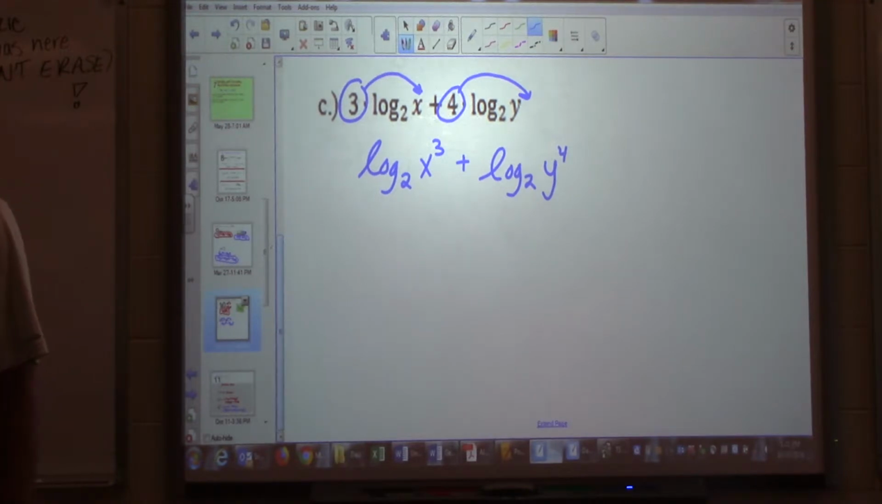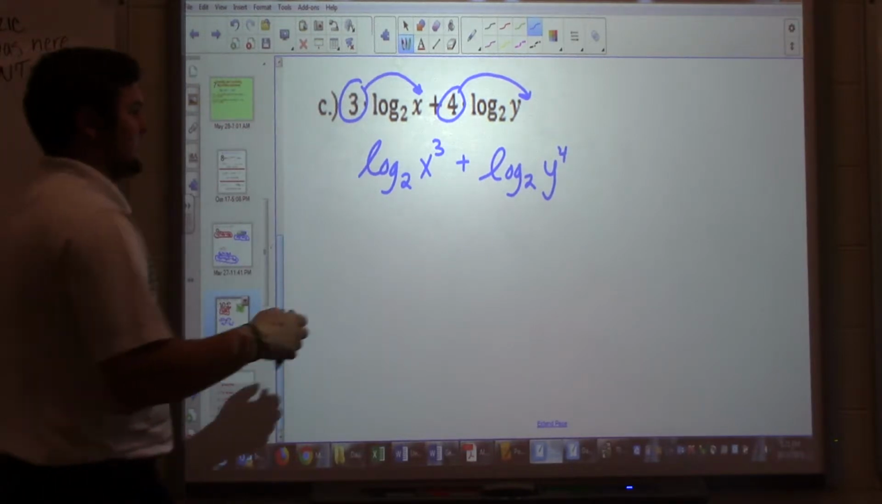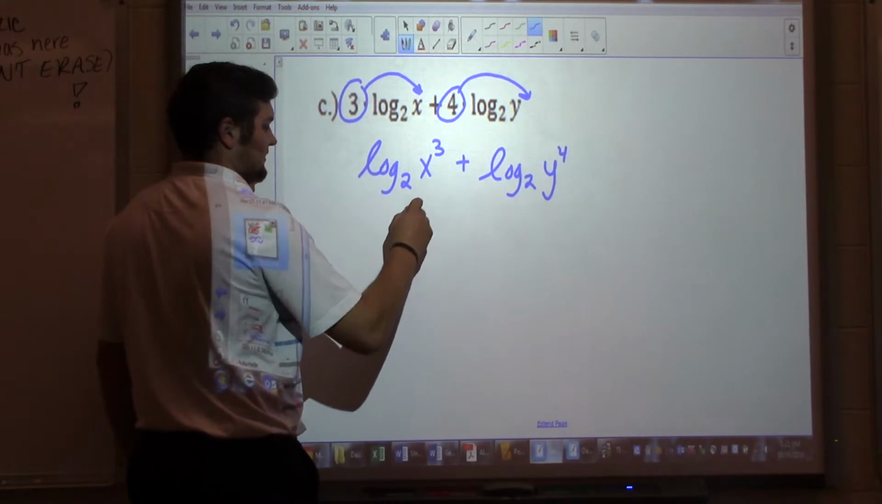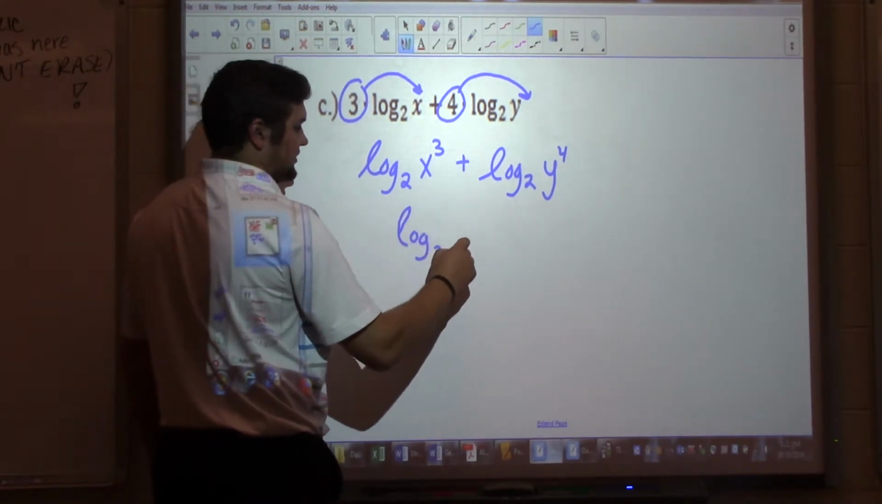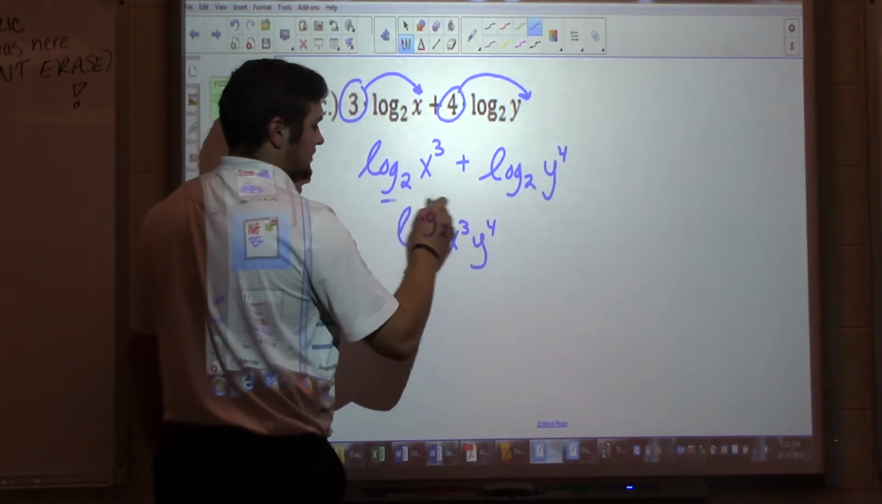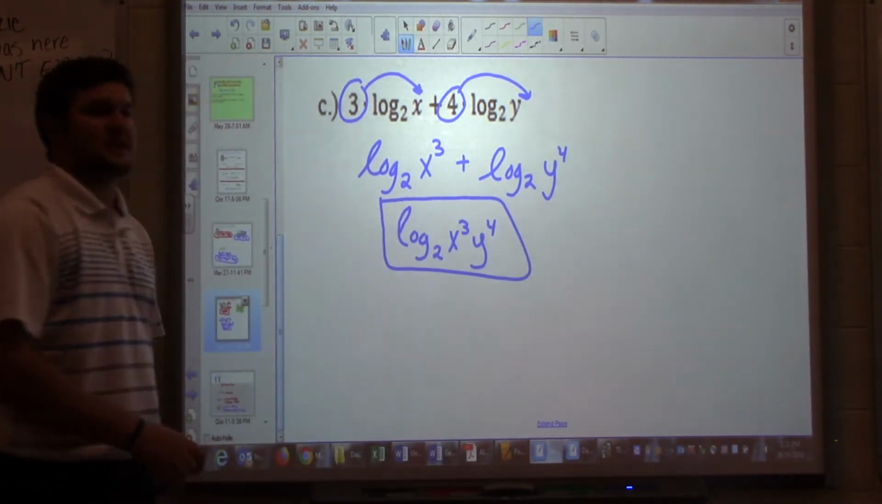Awesome. Turn those numbers up front into exponents. Then what should I do? Kuji. Multiply because they're separated by addition. So we're adding them, so we are going to multiply: log base 2 of x cubed y to the 4th. And that's as far as I can condense it.